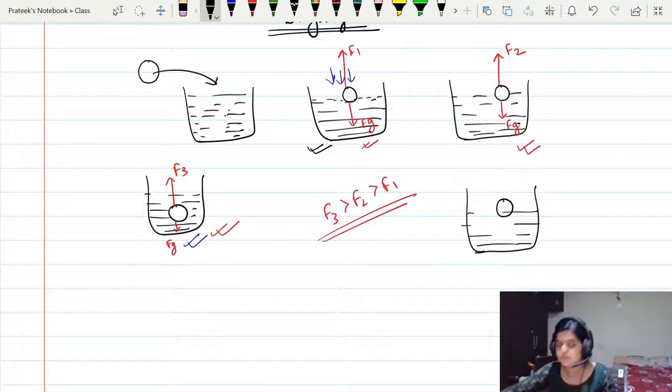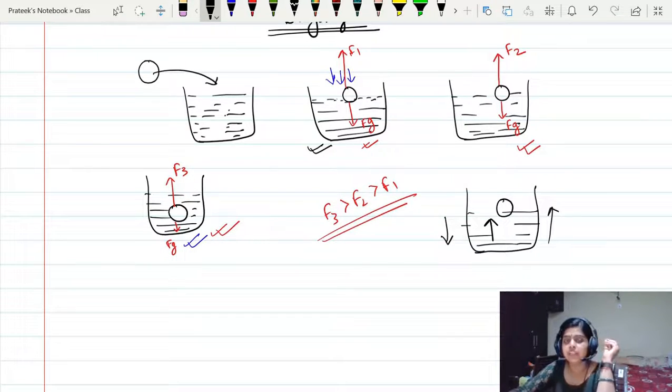When we release it, the ball goes up. We know that the Earth's gravitational force is pulling the ball downward, but then why is the ball going up? That's because the water exerts an upward force on the ball. Thus the ball is pushed upward.